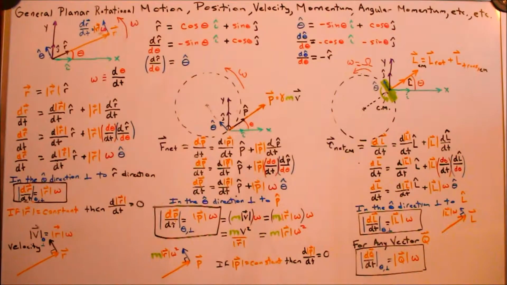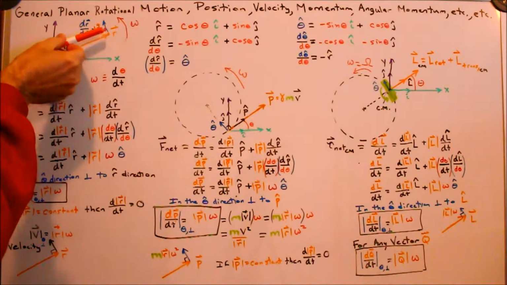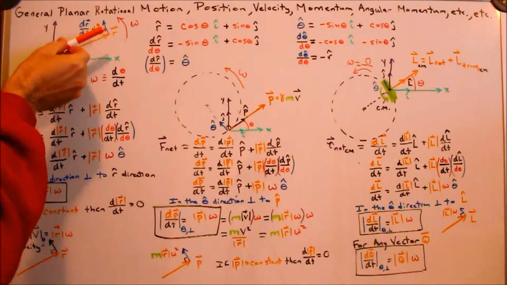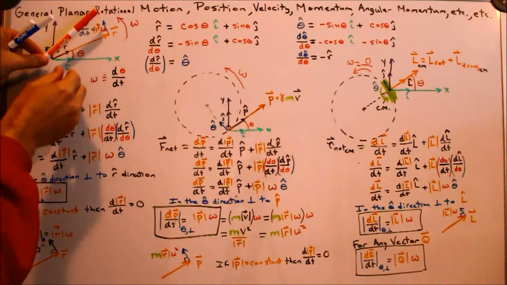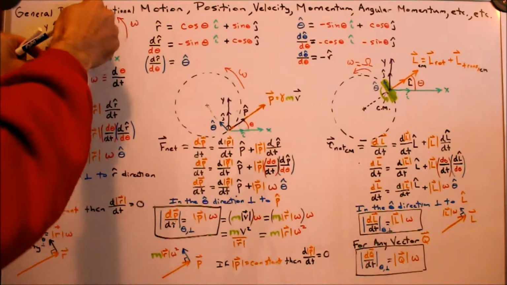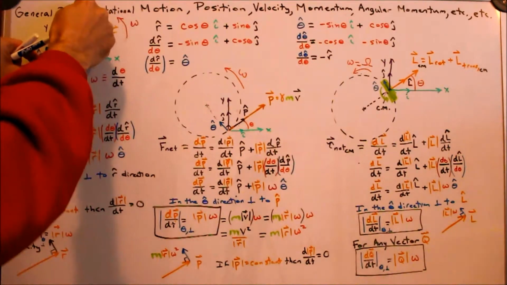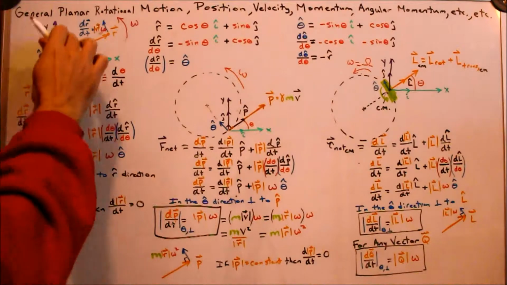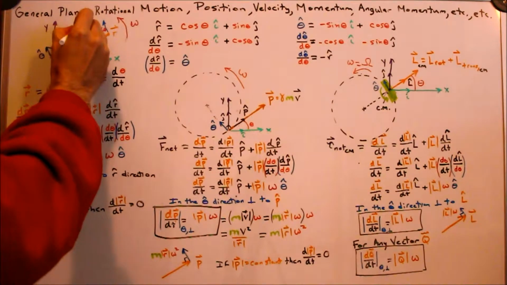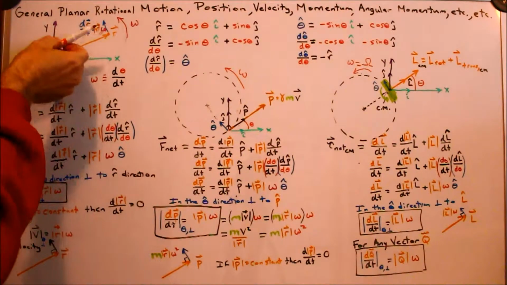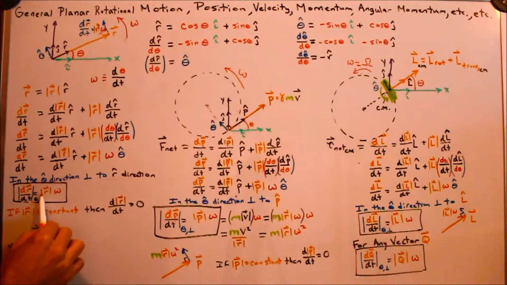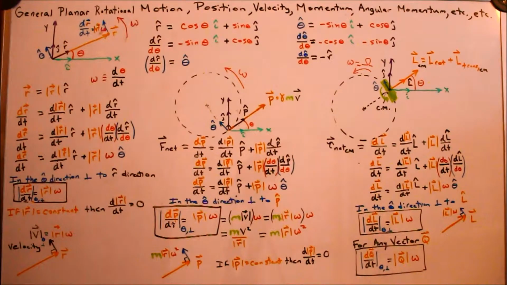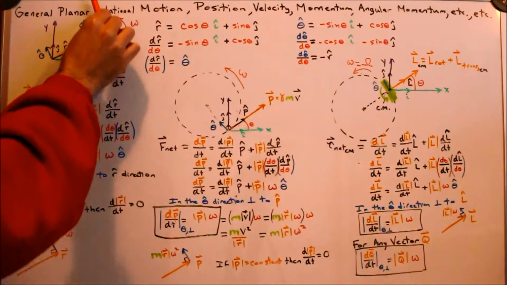So what does that tell us? It says if I have a vector of any type and that vector's direction is changing because it's rotating, the derivative of that vector with respect to time, which is perpendicular to it, is always the magnitude of that vector times omega, perpendicular to that vector.